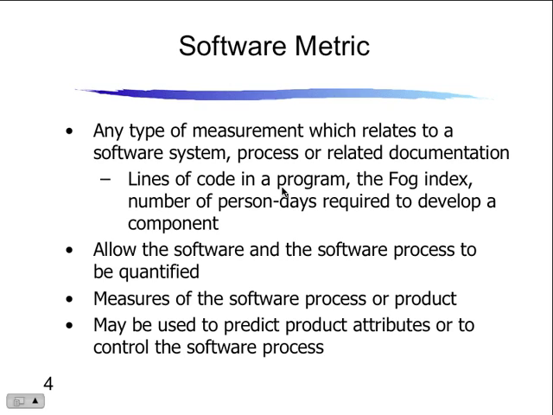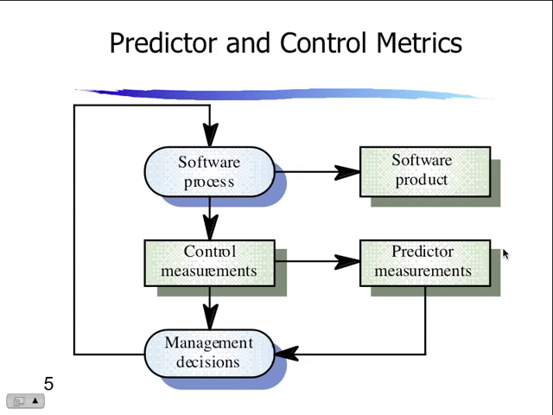And then people started padding the code, make more lines, make it less efficient, add a lot of comments. And then, what is a line? Things like that came up. Metrics allow the software or the software process to be quantified somehow, to measure the process or the product itself. It can also be used to predict product attributes or control over the software process.